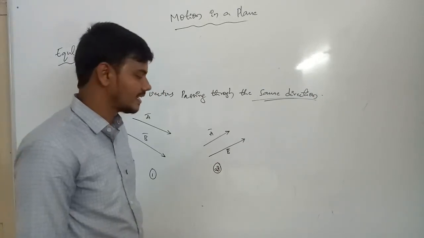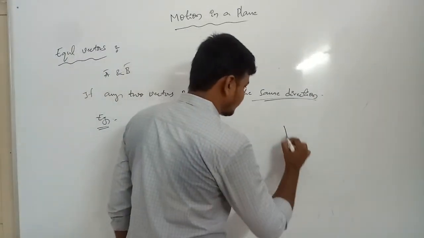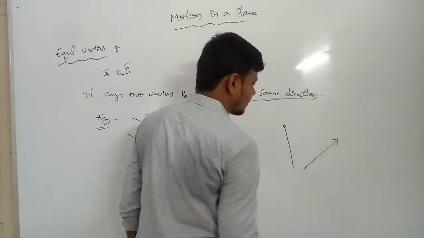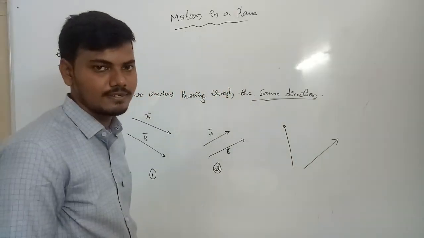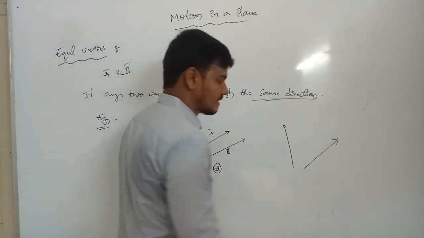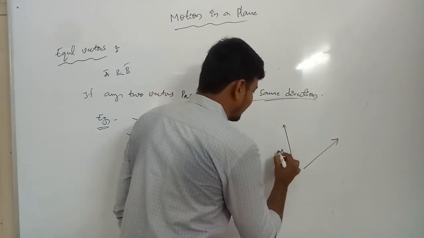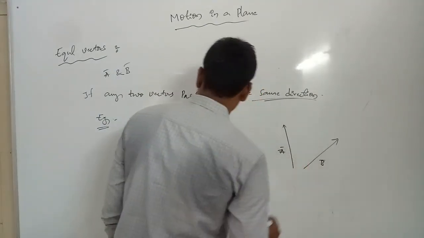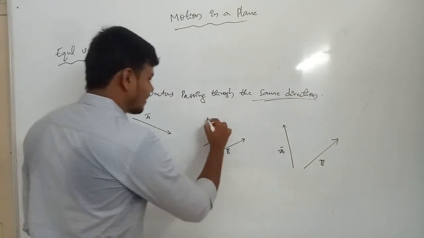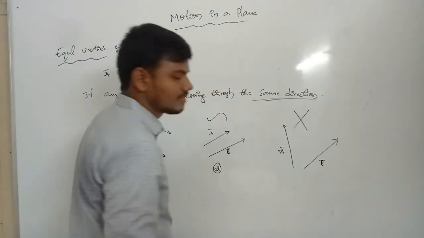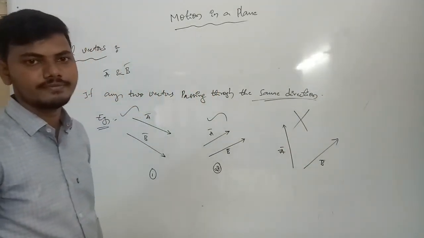And the third example we can introduce. This is the first vector and this is the second vector. Now, are these equal vectors or not? This is not an equal vector. This is a bar and b bar. These are always equal vectors, and this one is not an equal vector.